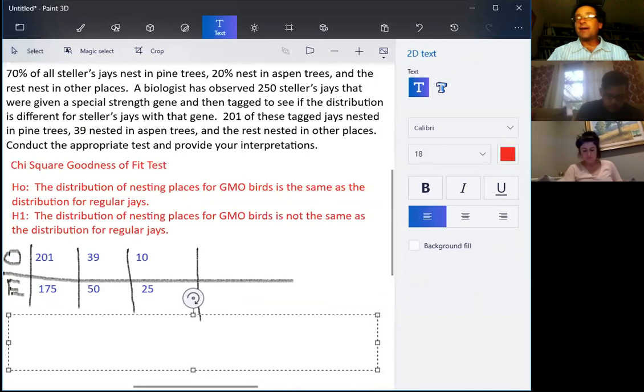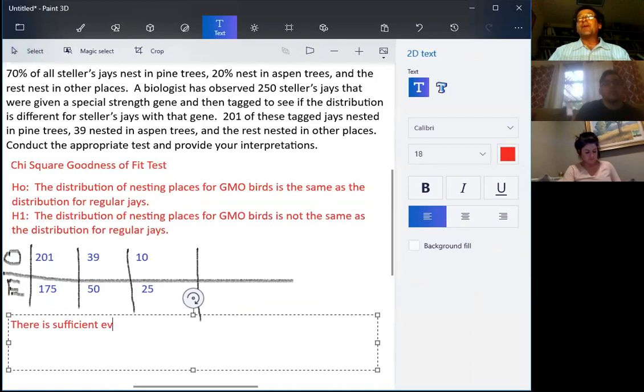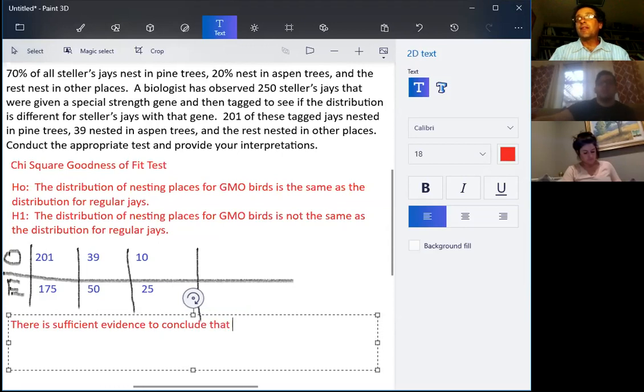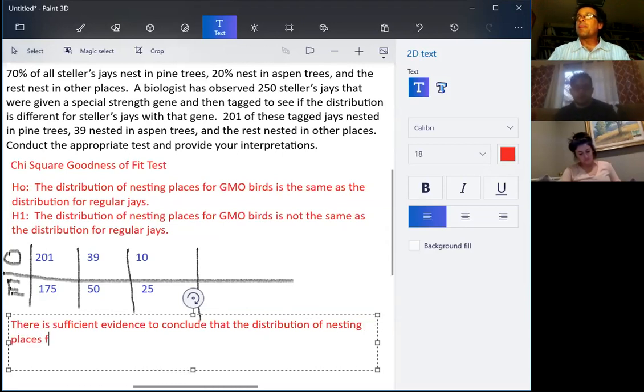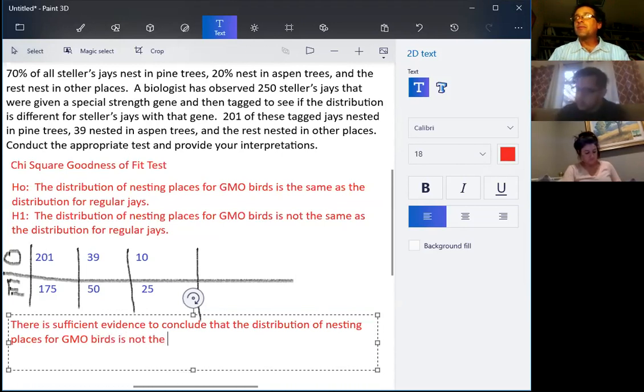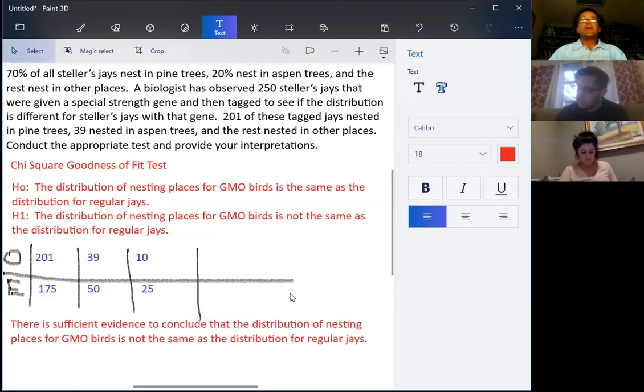And maybe I'll even write down there is sufficient evidence. I haven't used that word, so I might as well. To conclude that the distribution of nesting places for GMO birds is not the same as the distribution for regular jays. Any questions on that?